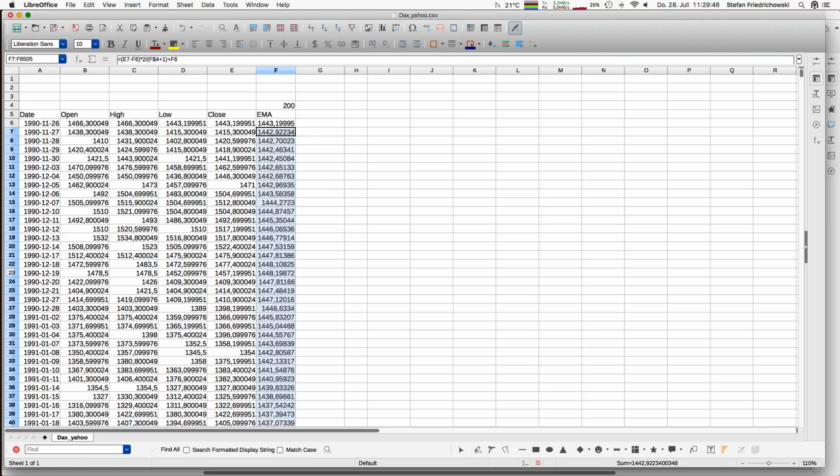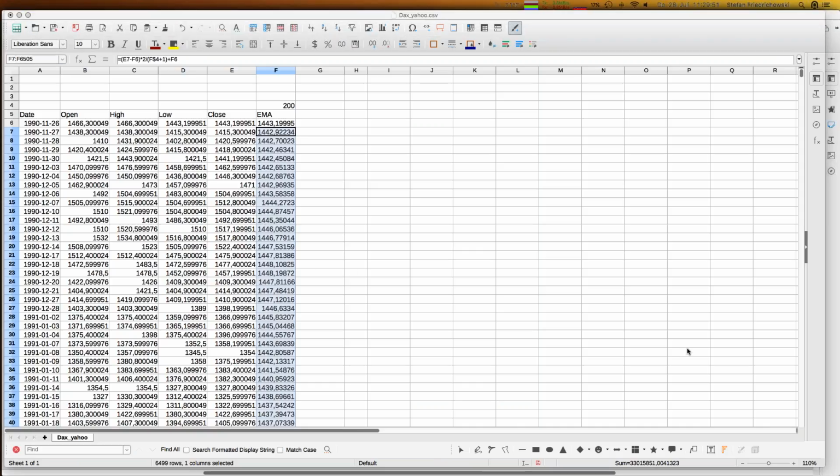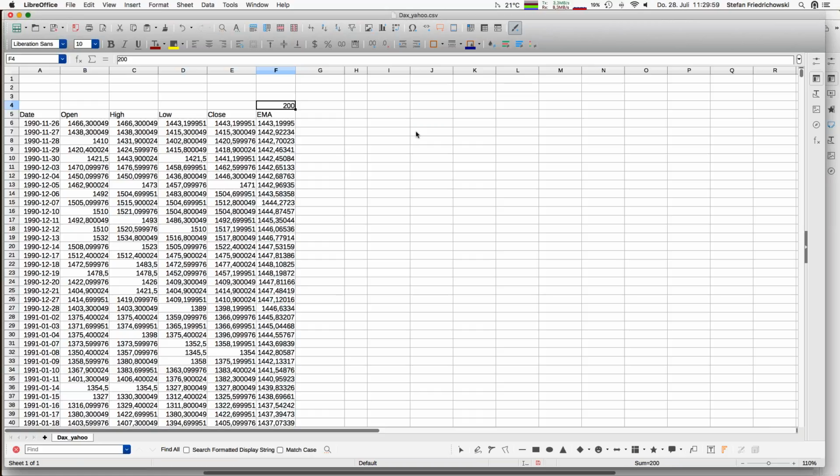And now we have the EMA values. Quite easy. So this is an easy job. So we have the EMA, and now we can change, for example, the period, and we get instantly all the new values for the EMA. How that kind of chart looks like, you know, and therefore I don't draw a chart on that here.